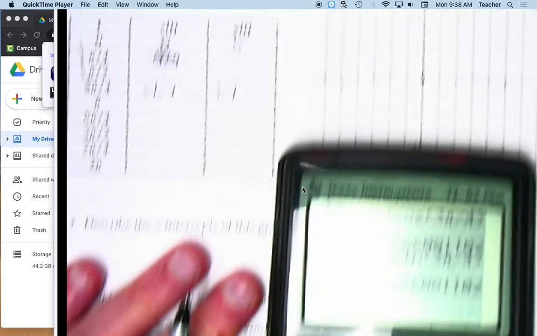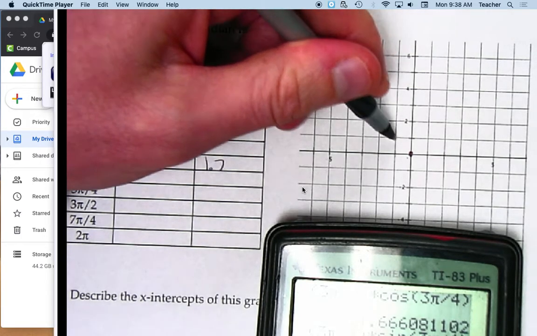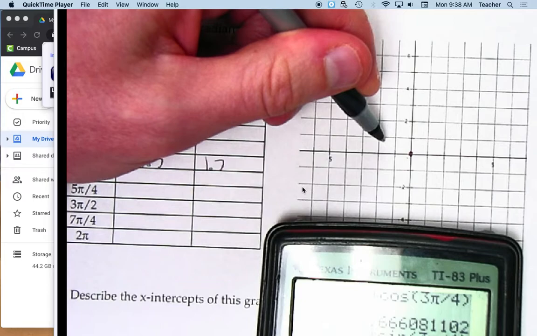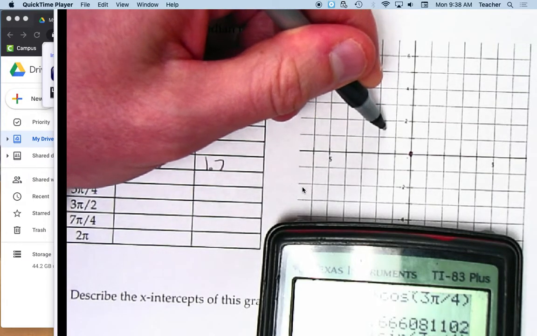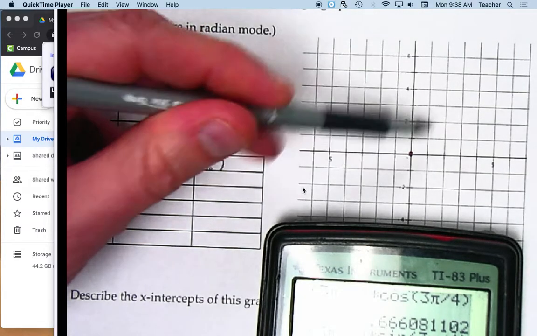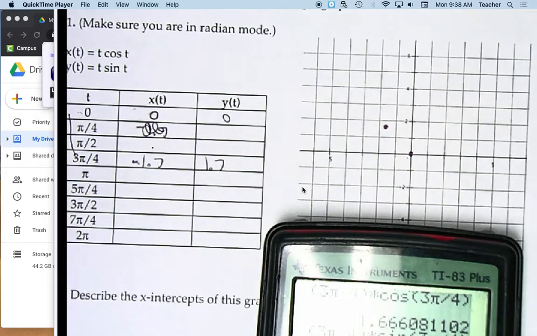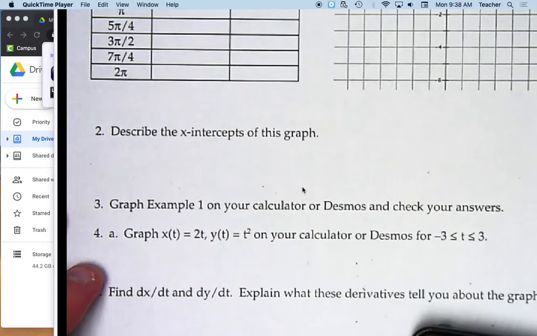And so, of course, you'll want to do all the points, and you'll sort of connect them as you go. But I now know that at time 3 pi over 4, I'm at negative 1.7, comma 1.7. So somewhere around in there. And you'll basically just do this for a bunch of points and connect them, and you'll have an idea of the path.